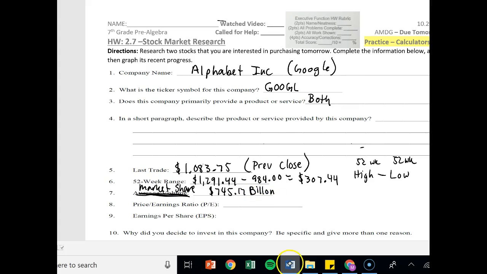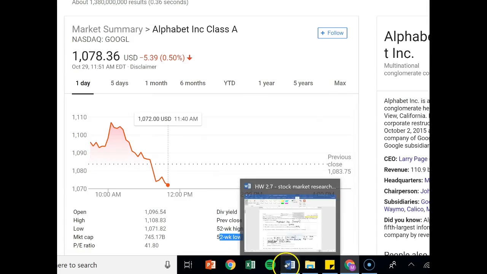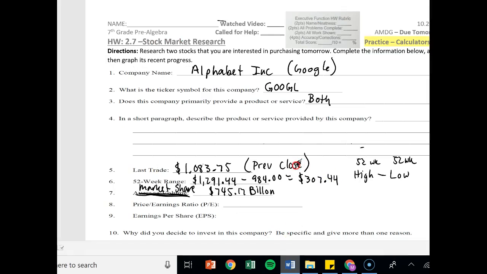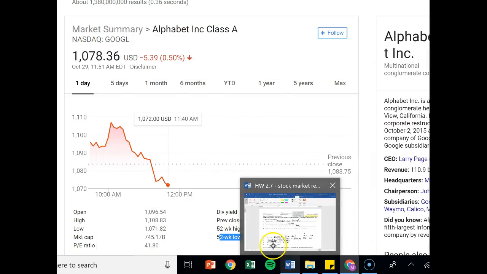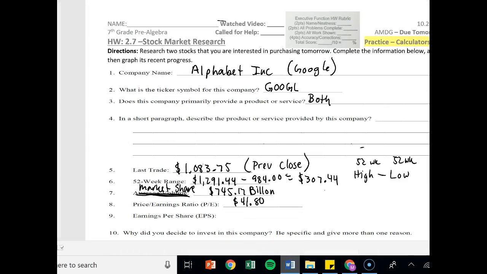All right. The PE ratio can be found right there, 41.80. So that's the price to earnings ratio, $41.80. And then the EPS, the earnings per share, I don't think it's on here. So what we'll do is a little bit complicated for us to think about. What we're just going to do is find out how many shares there are out there. Basically, we'll take their market cap of 745.17 billion and divide that by its current price.